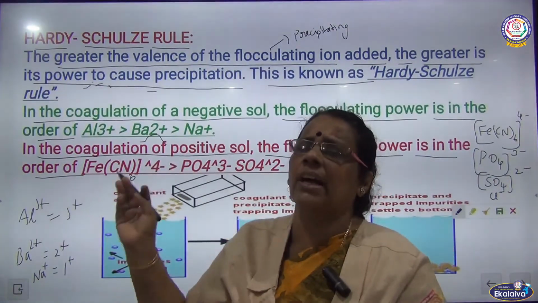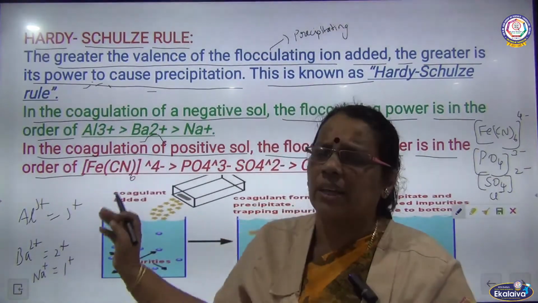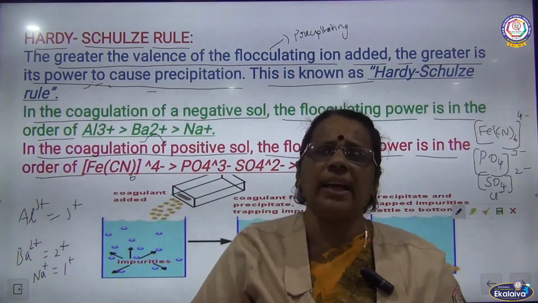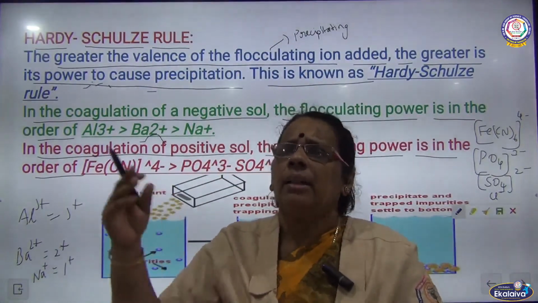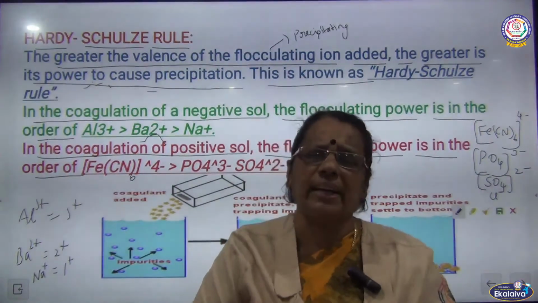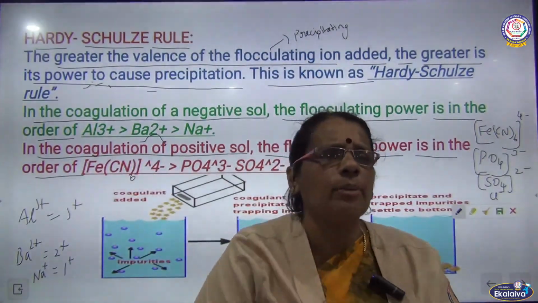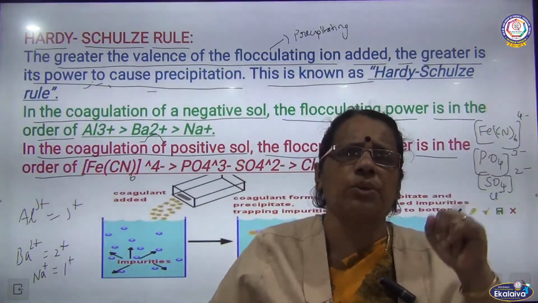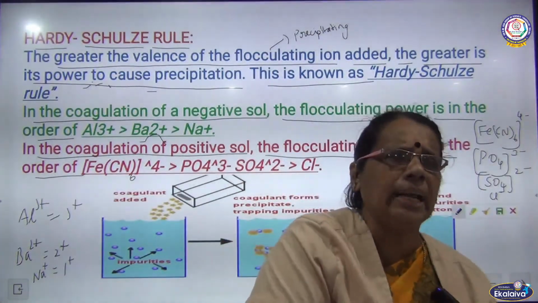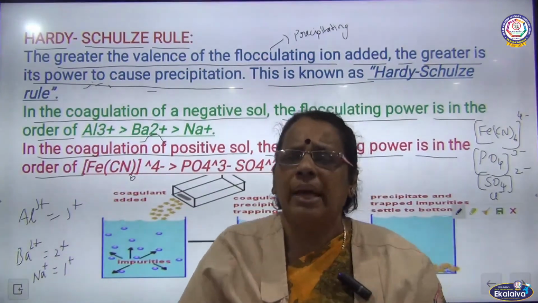So for a negatively charged solution, I am adding a positively charged particle. So see the charge of the positively charged particle. When the charge is greater, the extent of precipitation is also greater. So in case of aluminum, barium and sodium, aluminum is having 3 positive charges, so it will have a greater precipitating power when compared to barium and sodium.